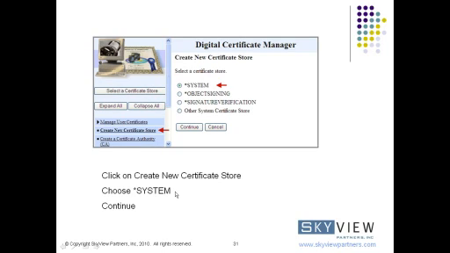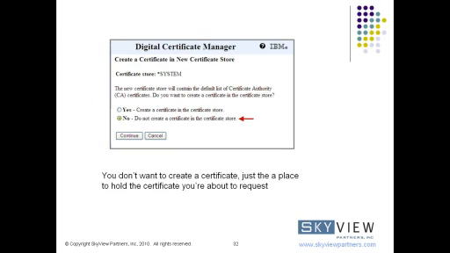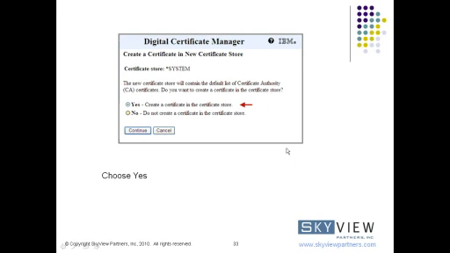So you're going to create a new certificate store and choose system. Now, if you have already created a system store, then all you do is take this option here to select a certificate store. You take that option, enter the password, and then you take the option to create a certificate in that certificate store, or you take the option that you'll see on the left-hand side to create a certificate or request a certificate. So yes, you want to create a certificate in the certificate store.